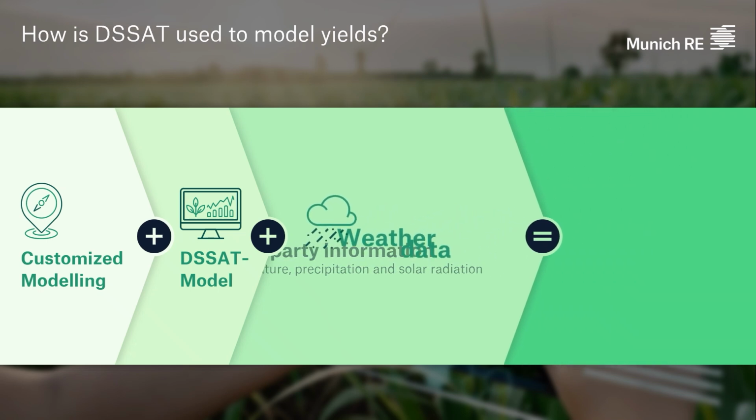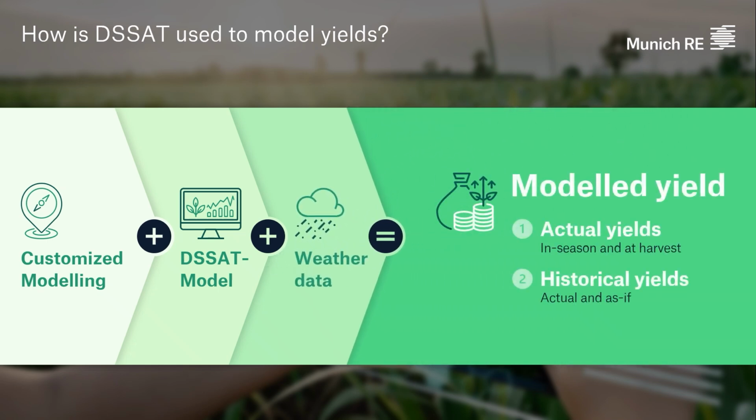Finally, DSSAT brings all of this information together. Think of it as a digital replica of the underlying cropland simulating crop yields with real weather data. These insights can be used in various ways.